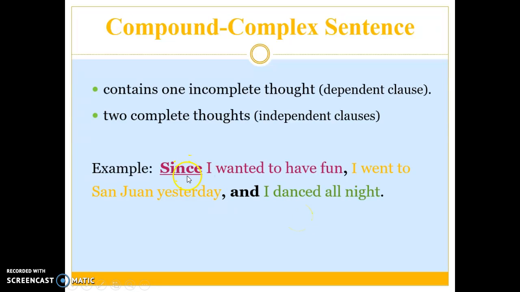This sentence begins with an AWUBIS word followed by a phrase that can't stand by itself. Then we have a comma that's separating the AWUBIS word and the phrase. And then we have our regular compound sentence. I went to San Juan yesterday is one sentence. I danced all night is another sentence. And we join them together with a comma and a FANBOYS. Now you have a compound complex sentence.